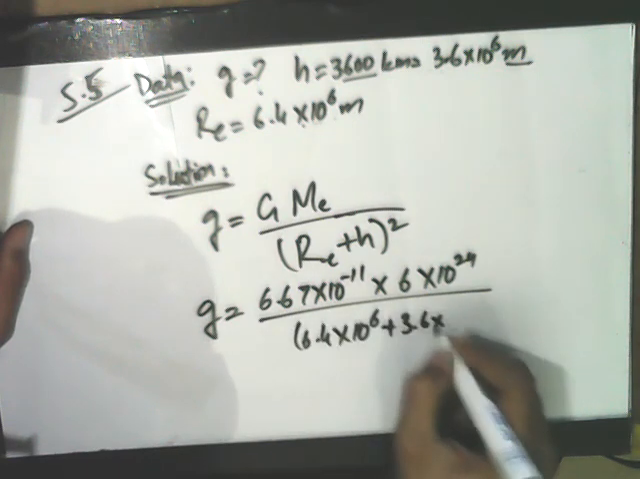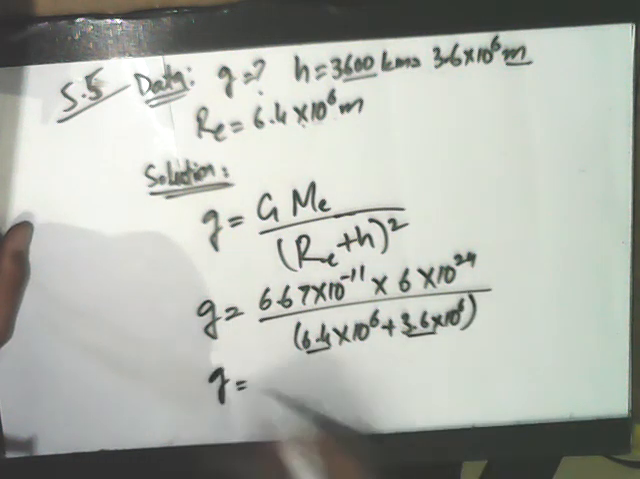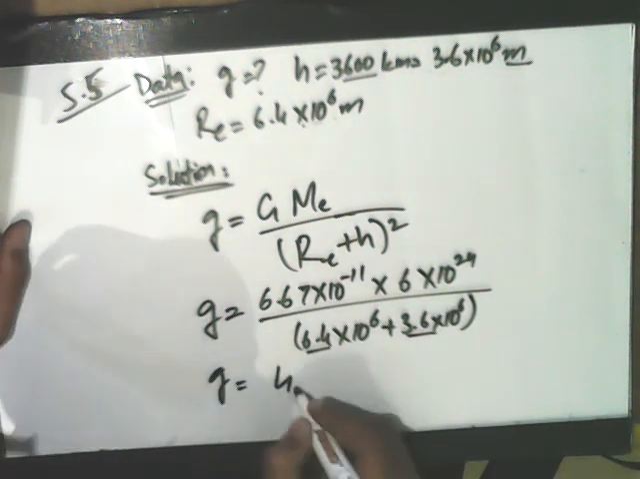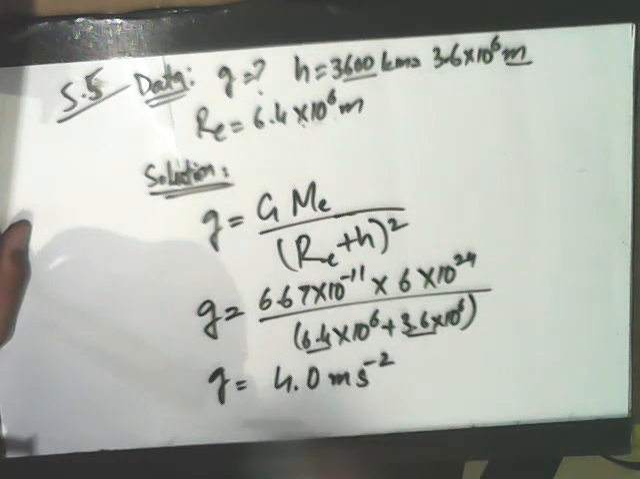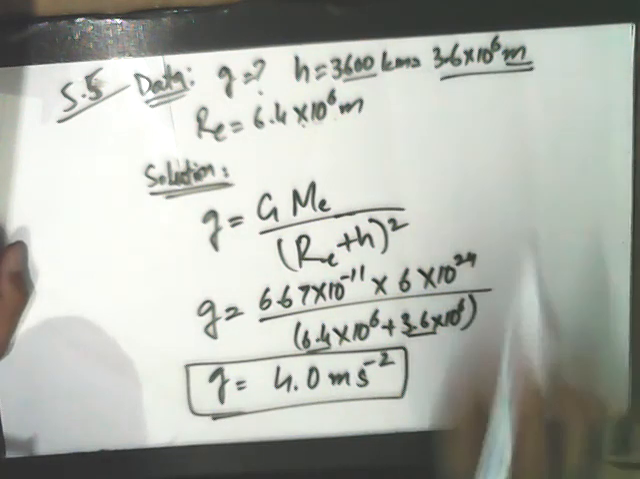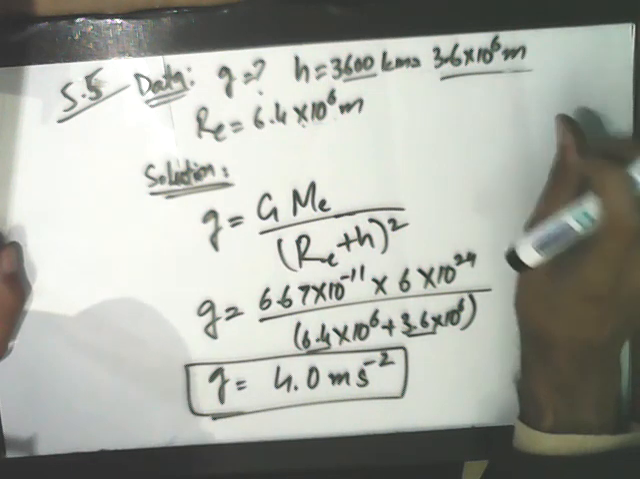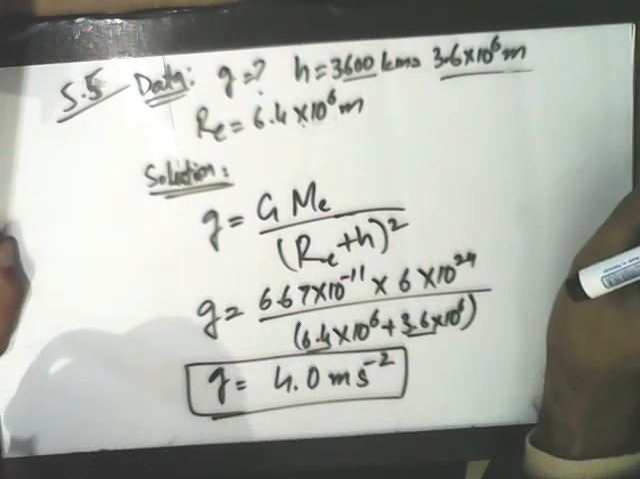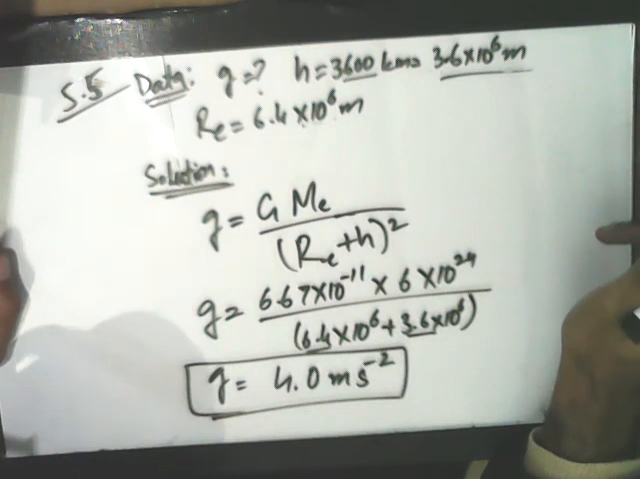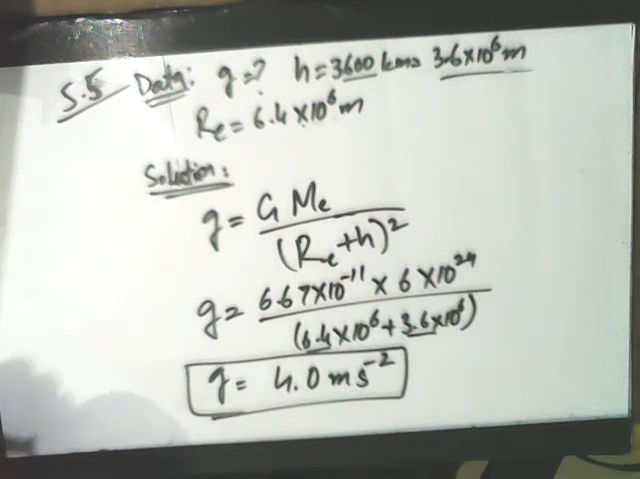6.4 into 10 to the power 6 plus 3.6 into 10 to the power 6, which is going to be about 10. So this is nearly going to be about 4.0 meter per second square. So this is the available acceleration of gravity at a height of this many meters, right? So if you go that high and you stop and let the earth pull you towards itself, the earth is going to start pulling you with an acceleration of 4 meter per second square. Now that is the end of all the numericals.